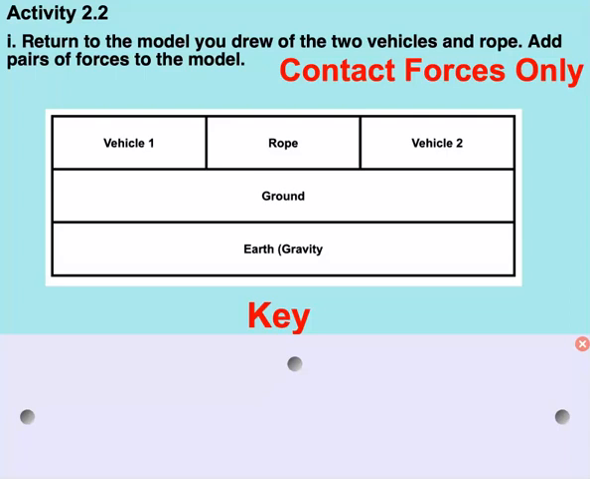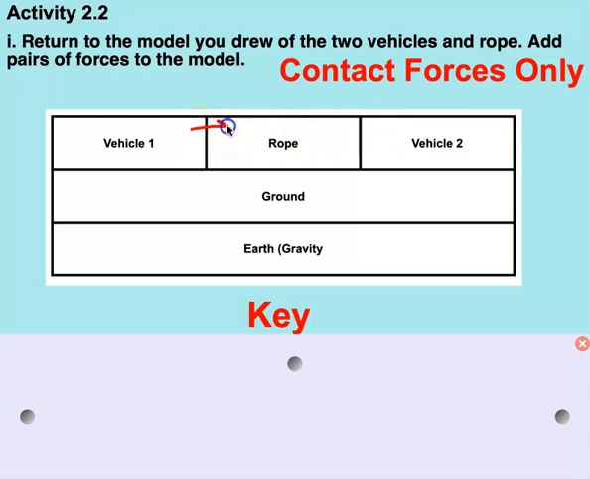All right, pause if you need more time, but we're going to move on. So return to the model you drew of the two vehicles in a row. Add pairs of forces to the model. So again, if I get my pen back out and draw in forces, was vehicle 2, or vehicle 1, applying forces to the rope?